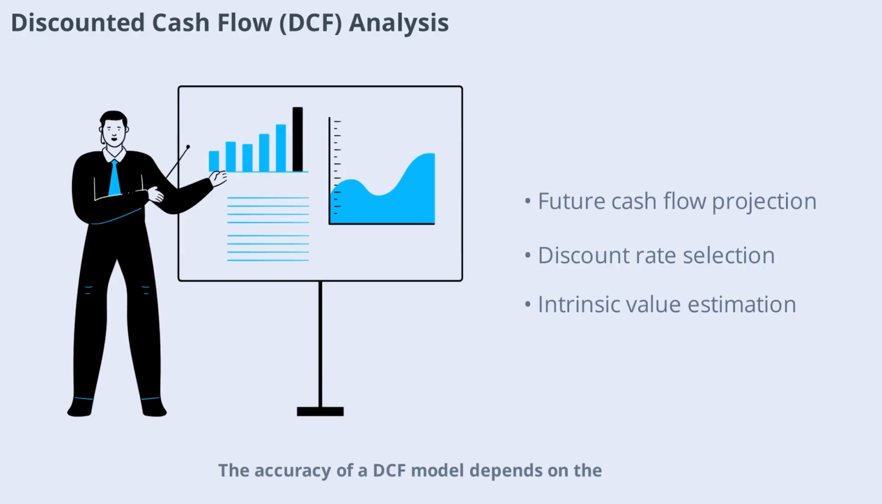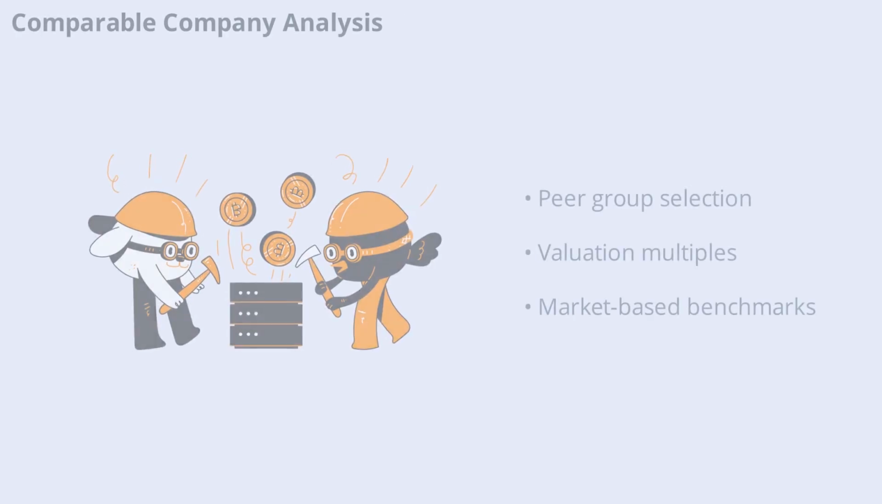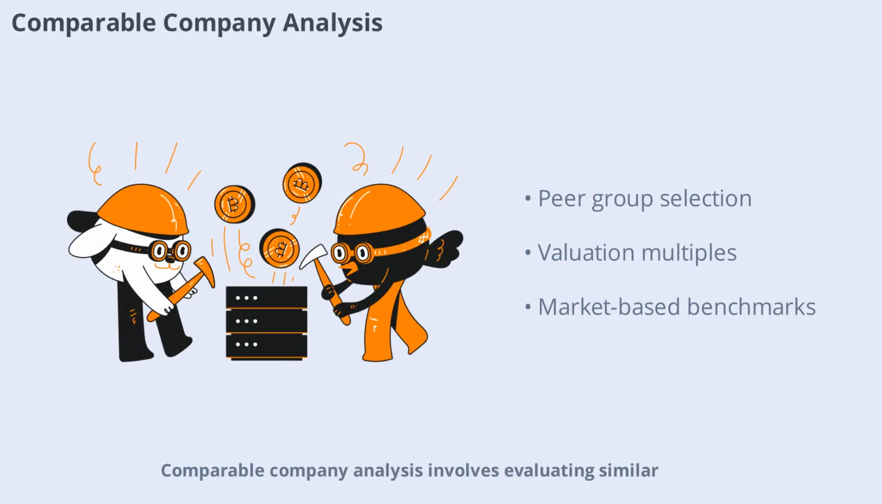The accuracy of a DCF model depends on the quality of assumptions and the rigor of the analysis. It's a fundamental tool in the banker's toolkit. Comparable company analysis involves evaluating similar businesses to estimate a target company's value. Investment bankers identify peer companies and analyze valuation multiples, such as EV/EBITDA or P/E ratios.